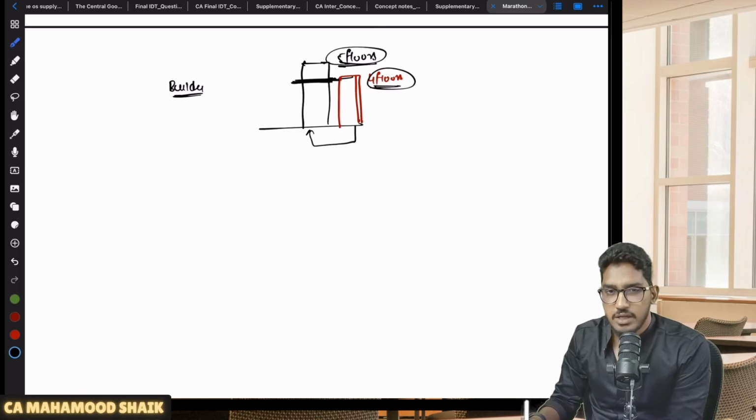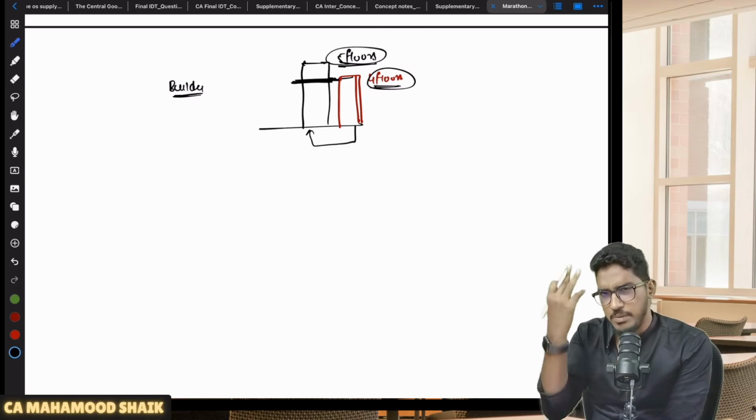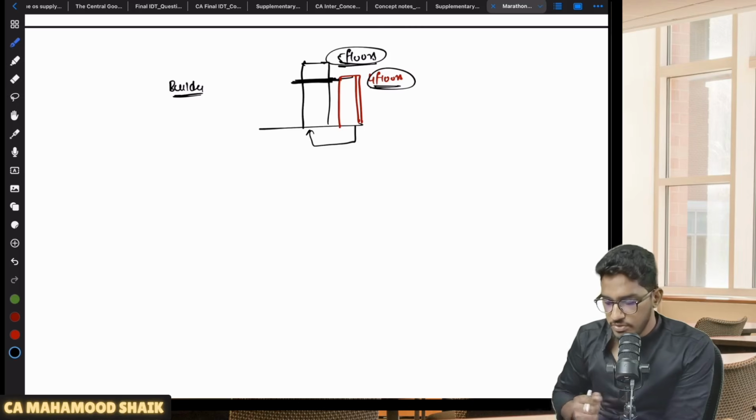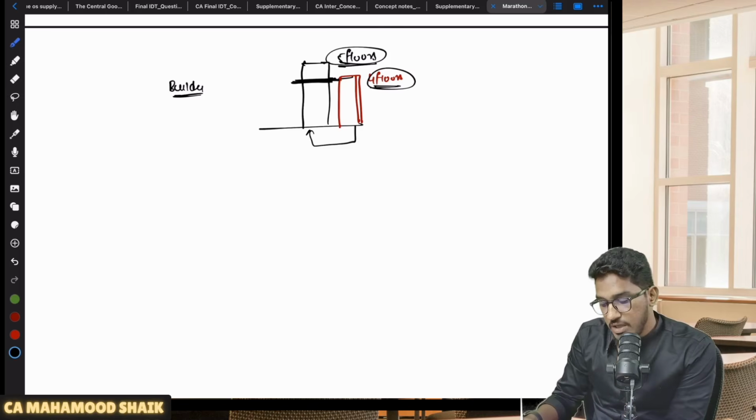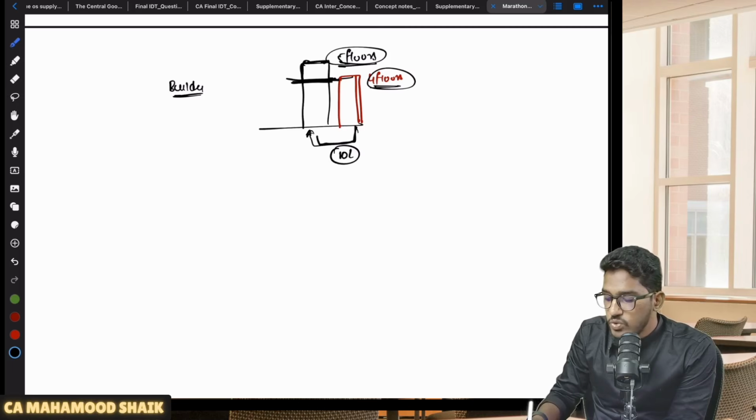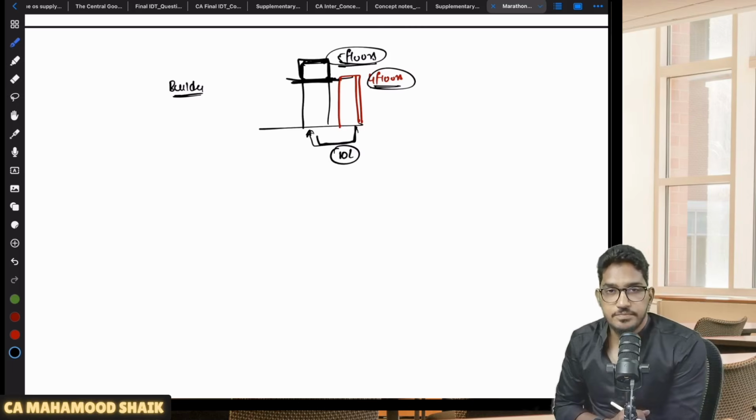Now why will this builder agree? The builder will not agree. Why? Because government gave him the permission to construct 5 floors. Who are you to come and restrict me from constructing one extra floor? So now this person is not agreeing. Now the building owners have told, sir, we'll give you 10 lakh rupees. In return for the 10 lakh rupees, please don't construct that extra floor.